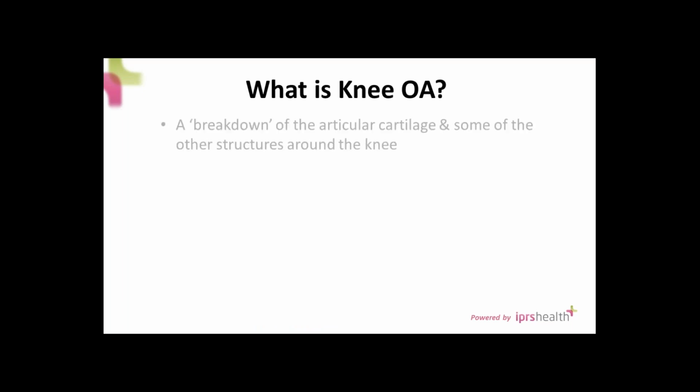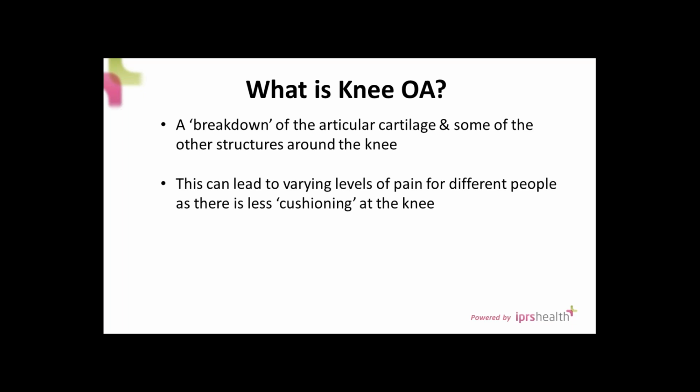So what is knee osteoarthritis? As I've just said, it's a breakdown of that articular cartilage and some of the other structures around the knee, but predominantly that articular cartilage. It can lead to varying levels of pain for different people, as there's a little bit less cushioning around that knee.